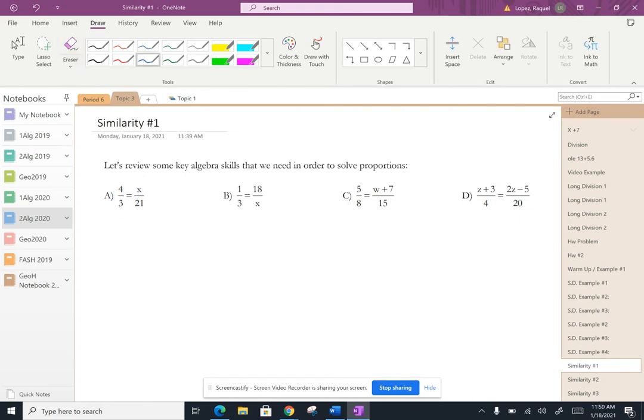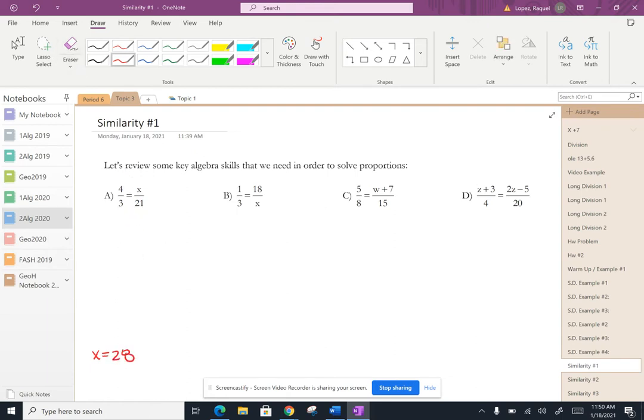One way that we can solve this proportion is by figuring out what I need to multiply from one fraction to get to the other. So for example, to get from 3 to 21, I know I need to multiply by 7. So that means I'm going to do the same thing to my numerator. So 4 times 7 is going to give me 28. So that tells me that x is going to be 28.